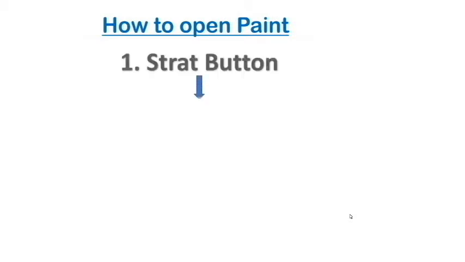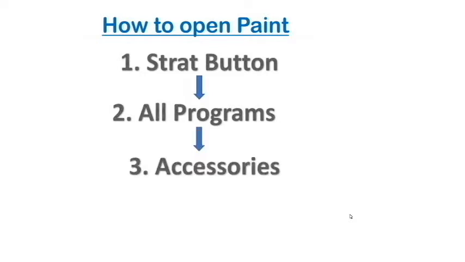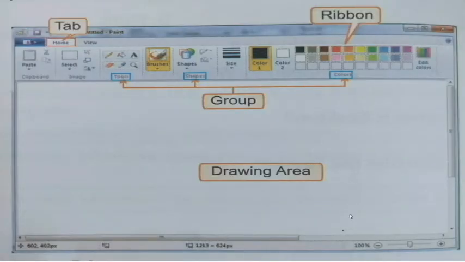How will we open MS Paint? Click on Start button. Then click on All Programs. Then select Accessories. Then click on Paint. When we click on this last step, Paint software will open. And this will be the first page or first window of Paint.